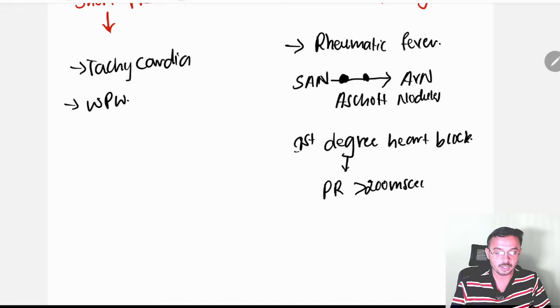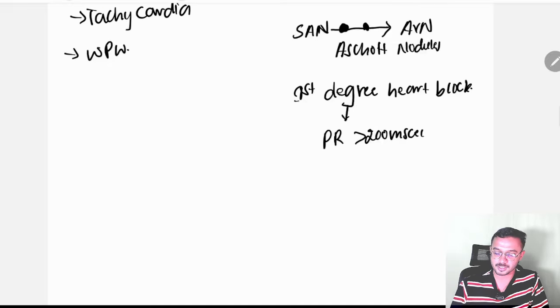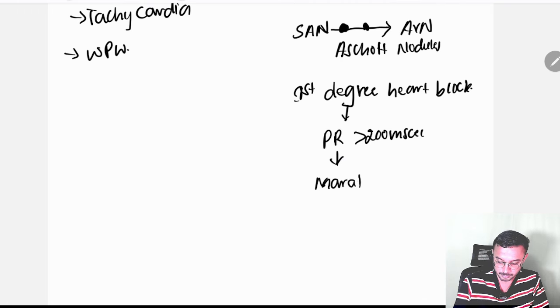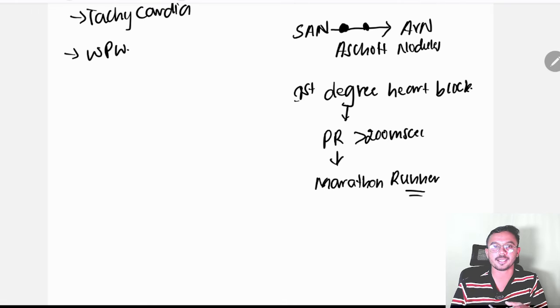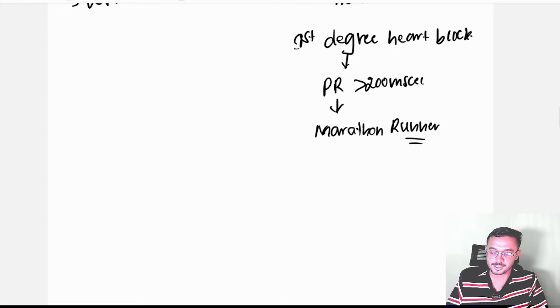Okay, so what actually happens is, it is found in marathon runners, right, where they will be moving very fast, walking or running very fast. In such cases, we will be finding this first degree heart block.